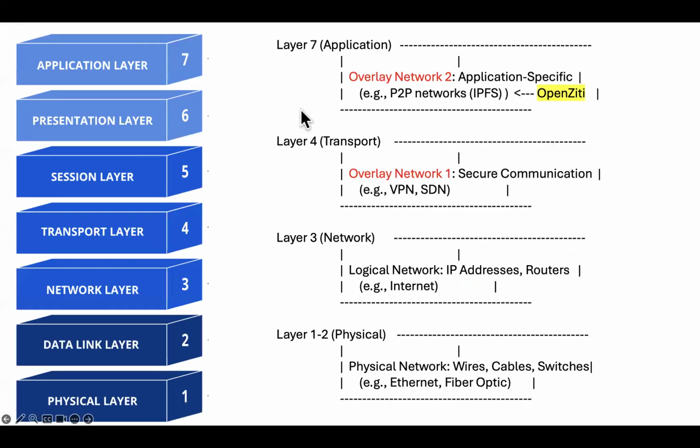So back to overlay network examples. The peer-to-peer network that Dr. Sajadi and I have studied before, IPFS, is an overlay network. Yeah, it's a perfect example. An overlay network added on the application layer. And for zero trust, OpenZiti is an overlay network built for the application layer too. Yeah, that's it. That's what it is.